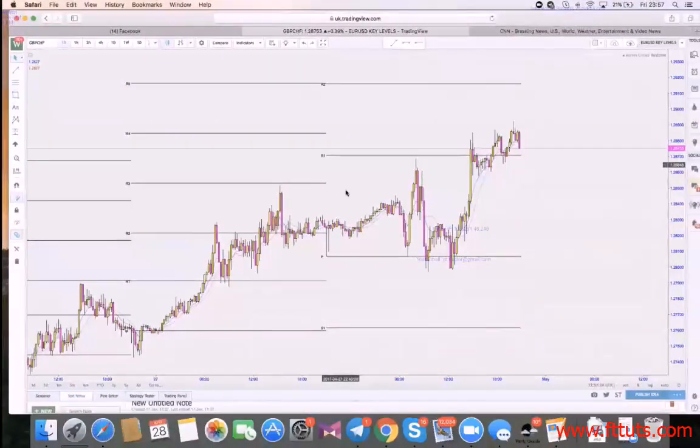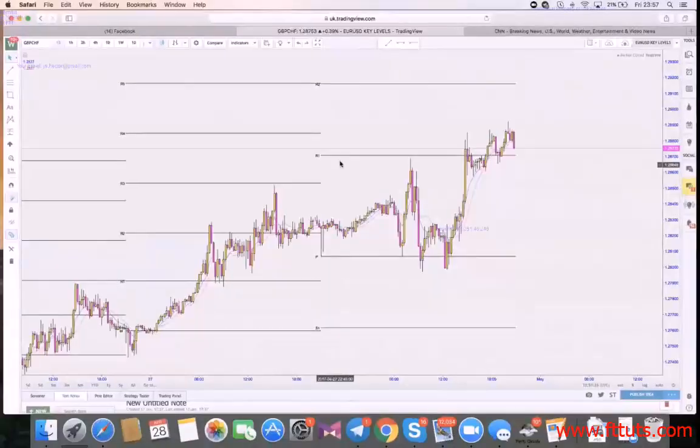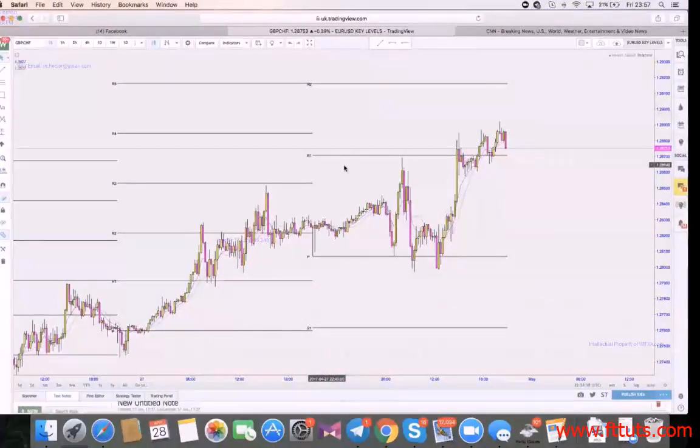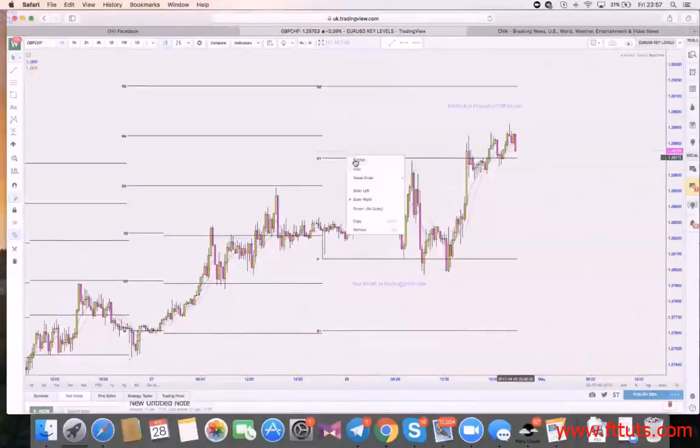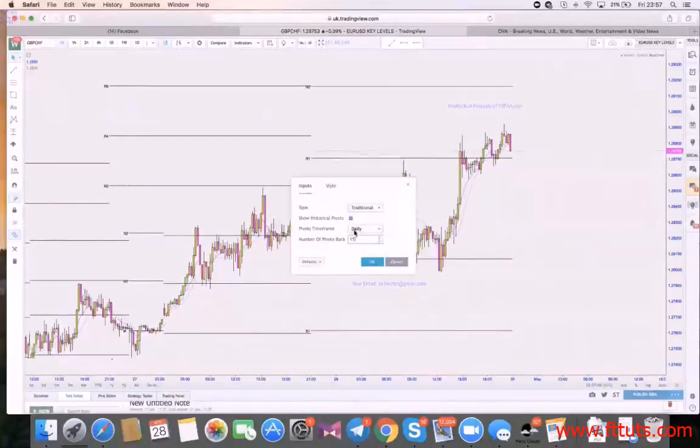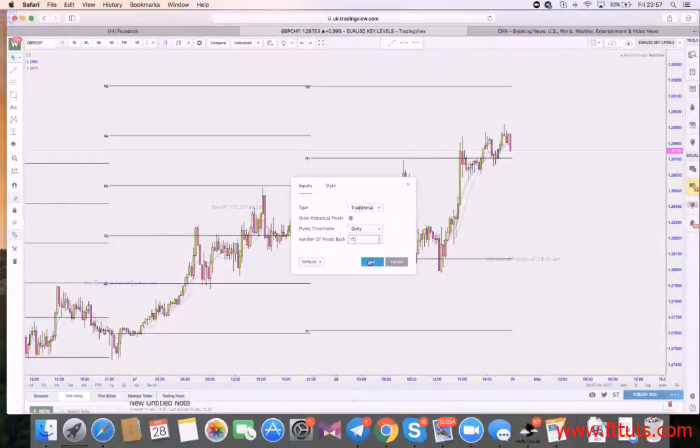It's daily pivots here, guys. Let's do the daily pivots first. Go to the properties format. Guys, it's daily. Number of pivots back is 15. Traditional daily pivots, that's it.